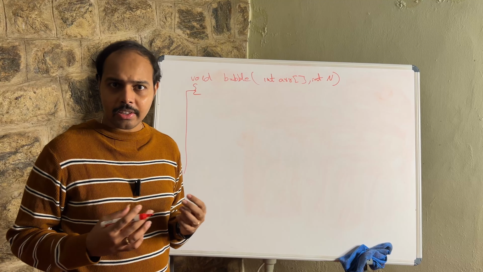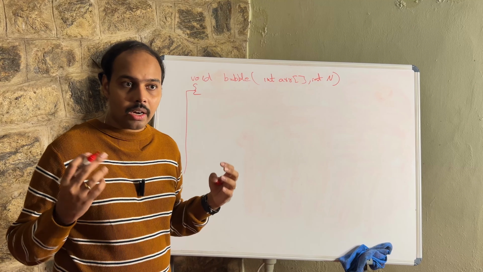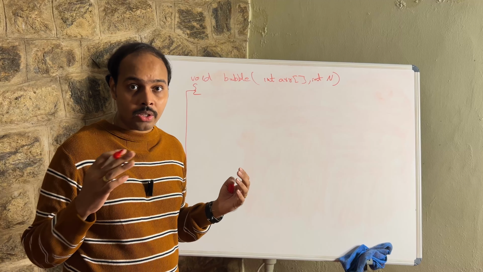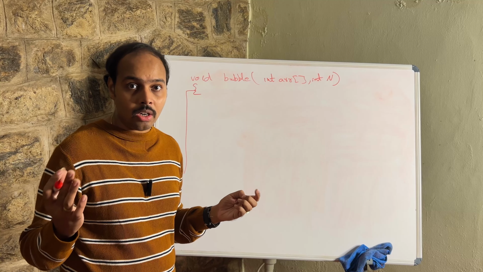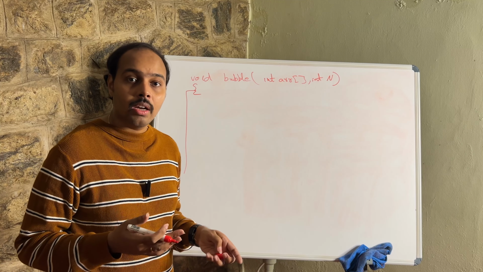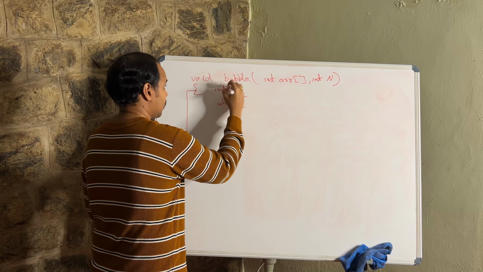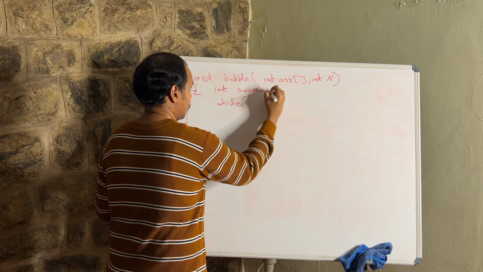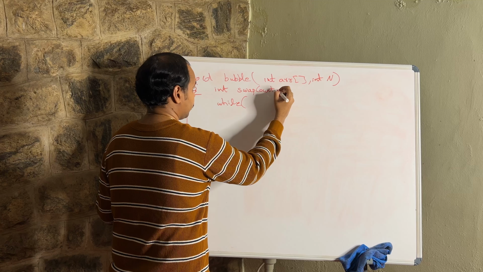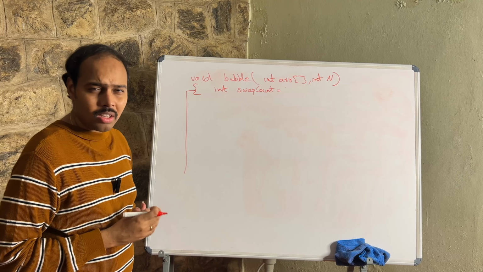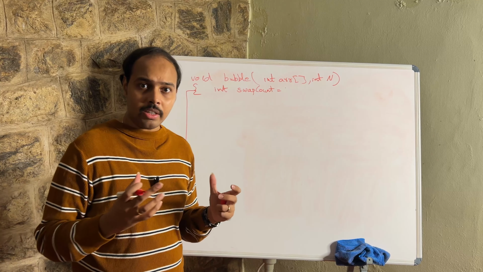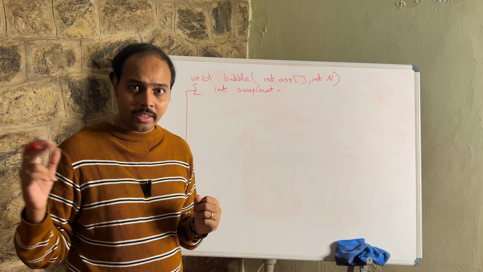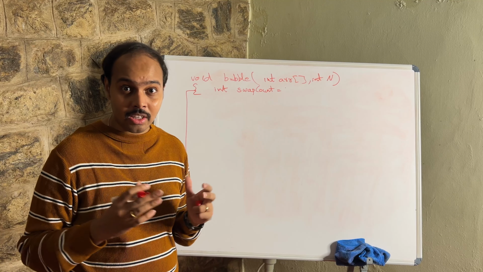We did multiple iterations, right? So we did iterations till everything was in order. There was no swap at all. That's when we stopped iterating. Int swap count equal to what? If you are given an already sorted array, anyway, you have to do one iteration to check if everything is in place.